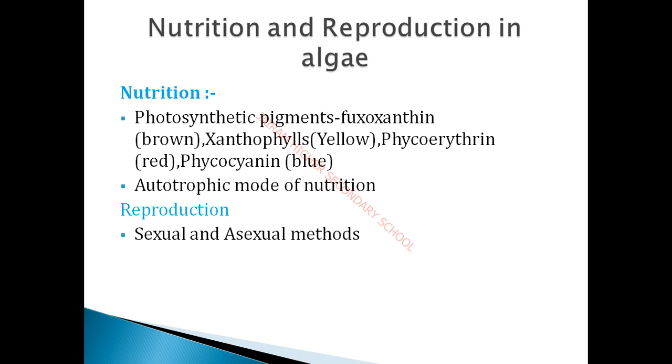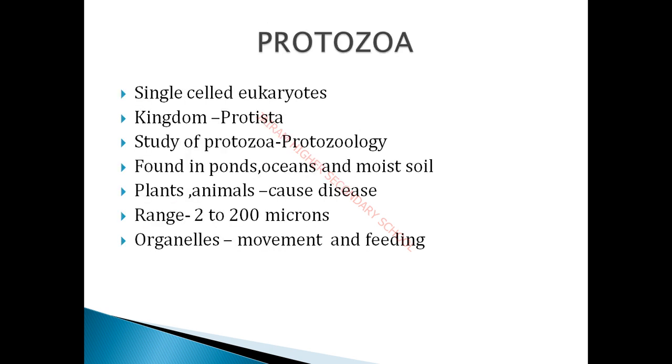So we'll move to the next class of microorganism, and this is the last category of microorganism, which is nothing but protozoa. Protozoa are also single-celled eukaryotes. Single cell means it is unicellular, so unicellular organisms contain only one cell. Eukaryotes means true karyon, meaning nucleus. So it contains a true nucleus with a prominent nuclear membrane, and all the cell organelles are present.